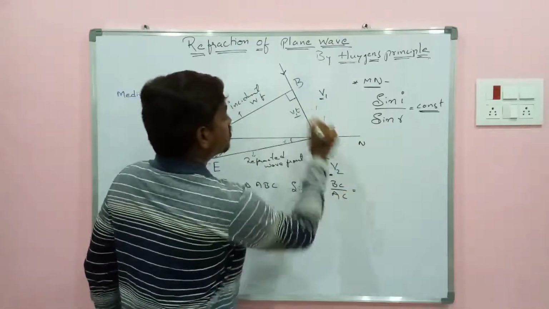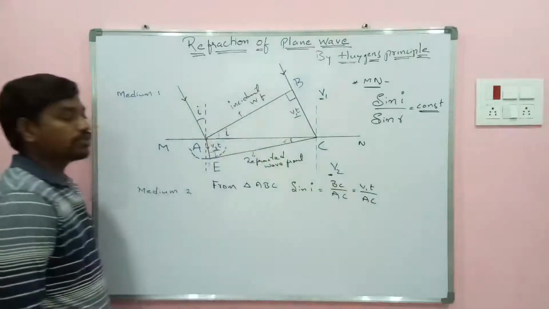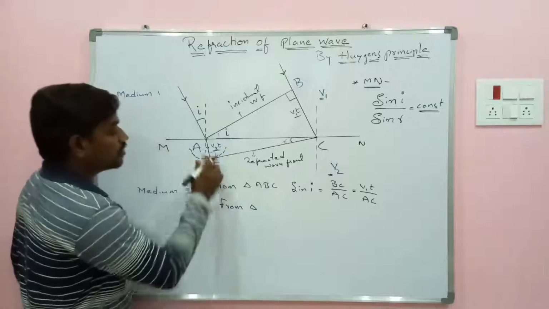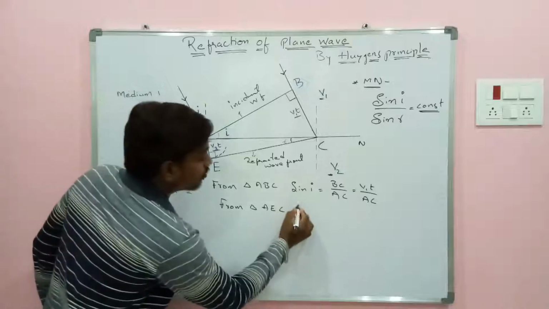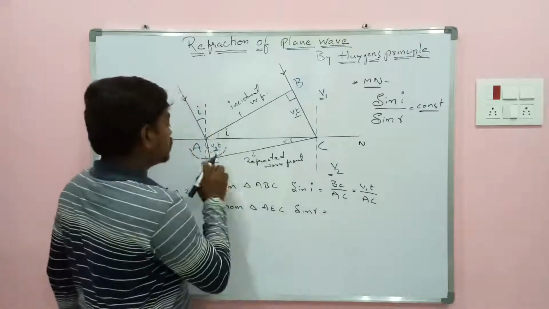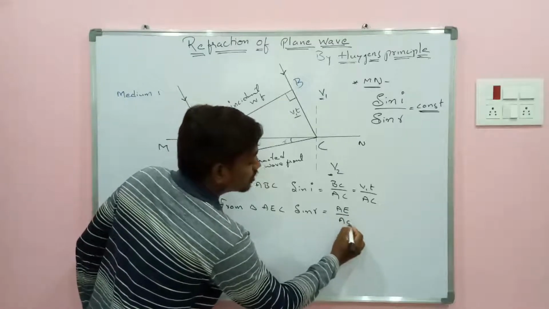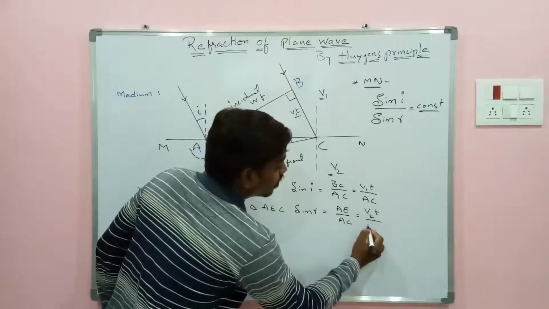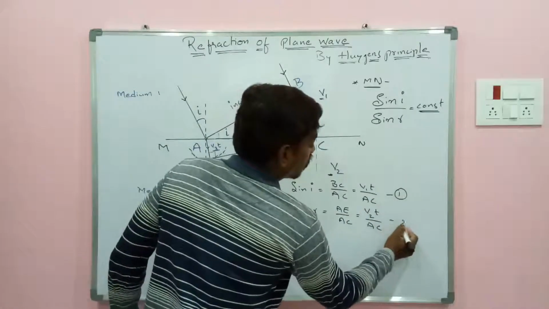This also can be written as v1t by AC. Similarly, from triangle AEC, we get sine of the angle r is equal to the opposite side AE by AC, and that also will be equal to v2t by AC. Now let this be equation 1 and equation 2.